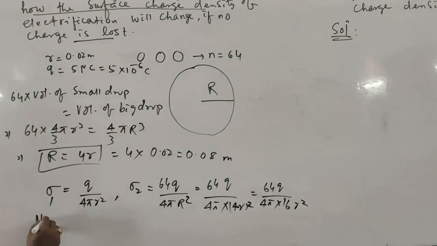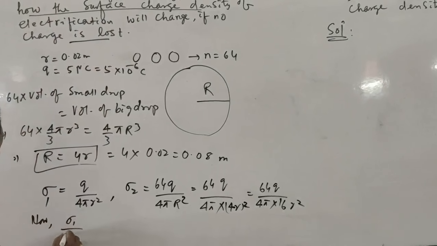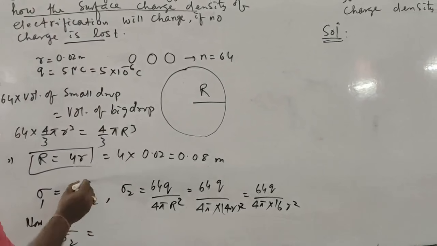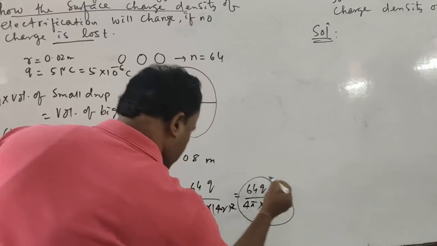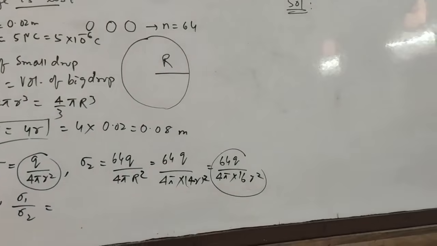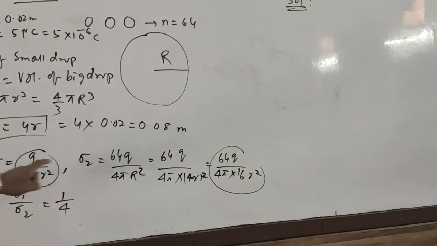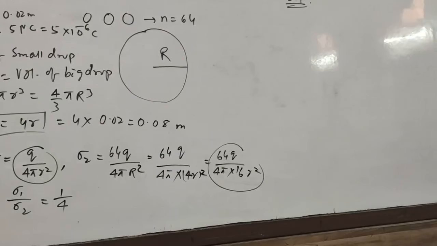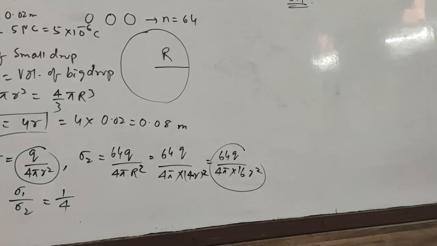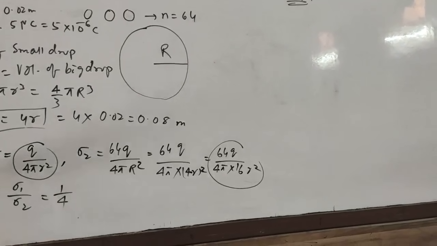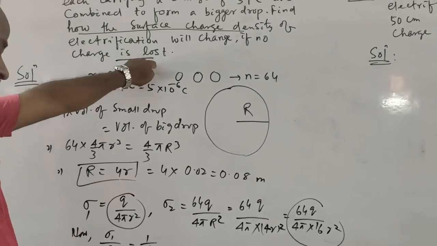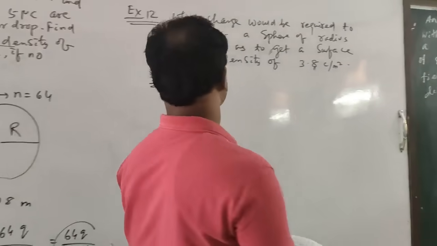Now what happened? Sigma 1 by sigma 2. This divided by this factor, the answer will be 1 upon 4. You divide this by this, we will find sigma 1 by sigma 2 is 1 upon 4. So this is the comparison without any loss of charge. Clear? Come to another problem.